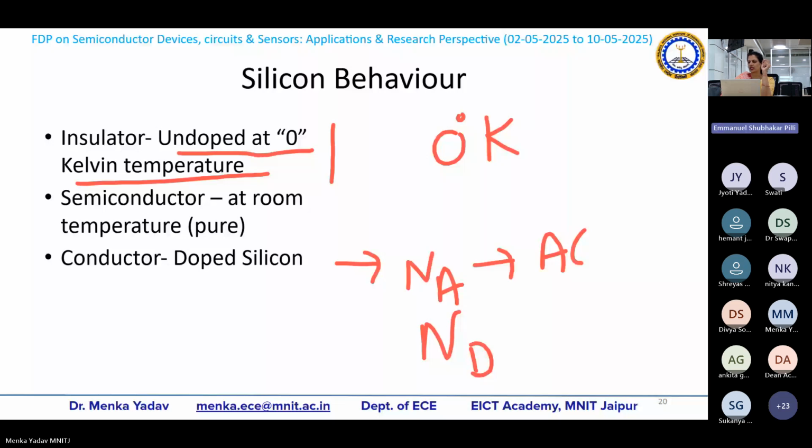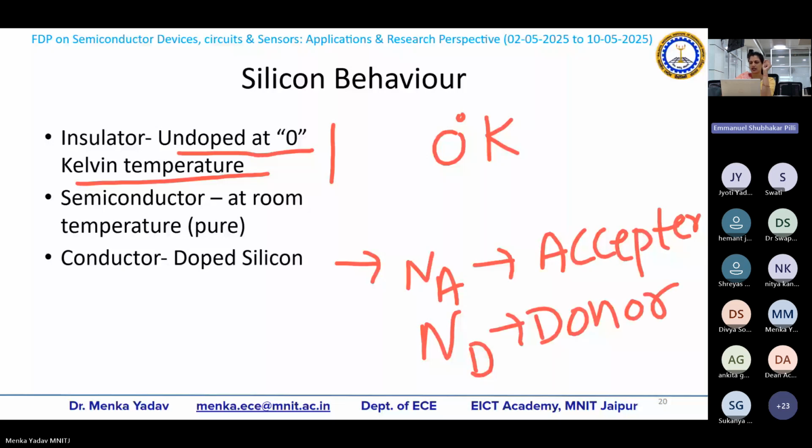If it is donating the electrons, what type of charge will be there on this? What type of ions will be there? These will be donating electrons, meaning one electron is donated. One electron is donated means the electron is out from this, so this is positively charged. First, positive and negative were altogether the same. Now one electron is less.